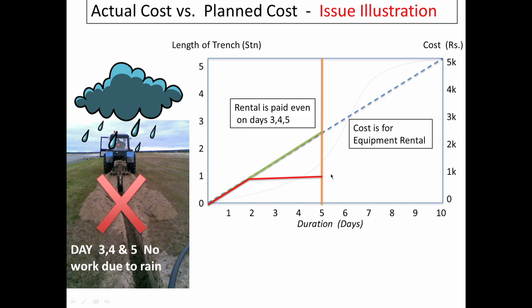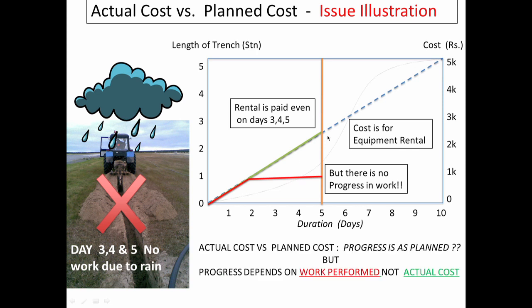So we will see that even though the rental is paid on these days, there is no progression of work. So obviously, from a common sense point of view, we can make out that the project is not going as we had planned it. But if I choose to use just the actual money spent, the project will indicate it's going as per plan, which is incorrect.